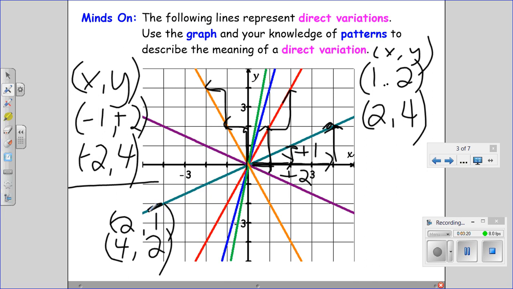Does something similar happen to the other lines? Take a minute and look for patterns. Pause the video and look for them. If you took the time to pause the video and look, you would see that in all of the lines, the y value is found by multiplying the x coordinate by a constant. The other thing you should notice for all of these lines is they all pass through the origin.